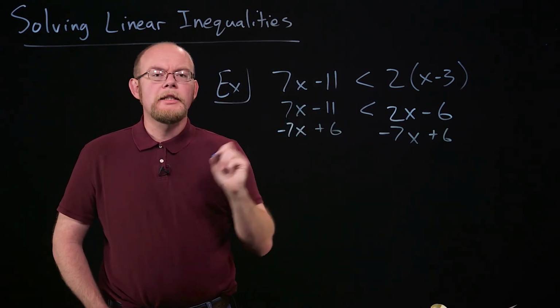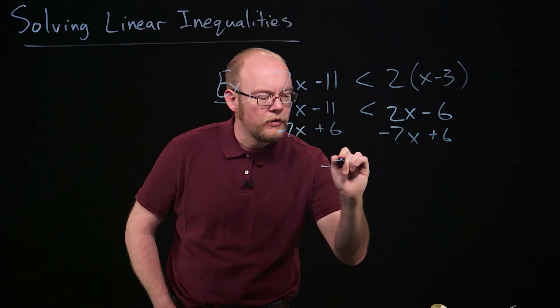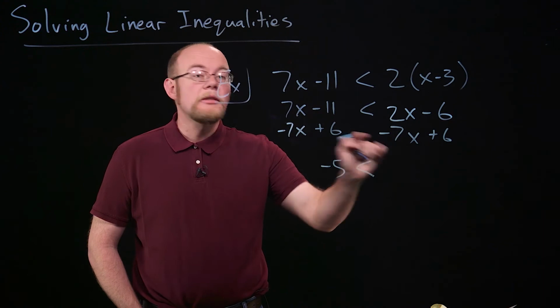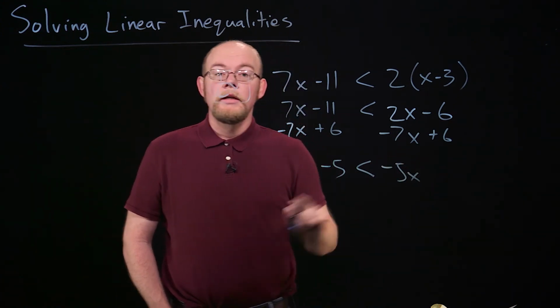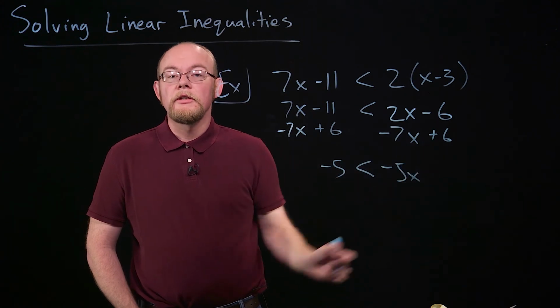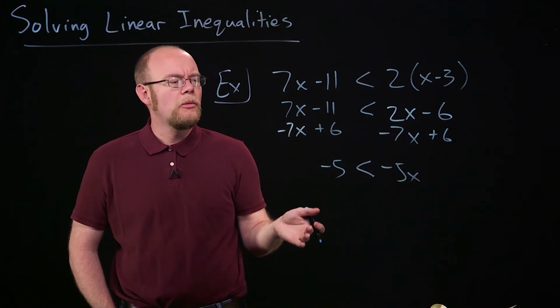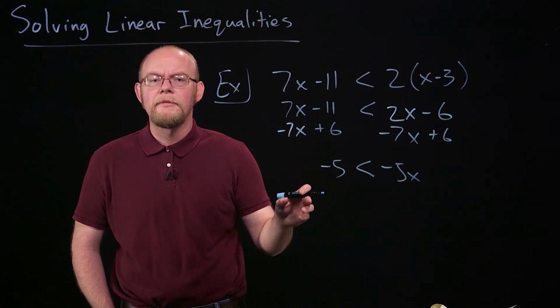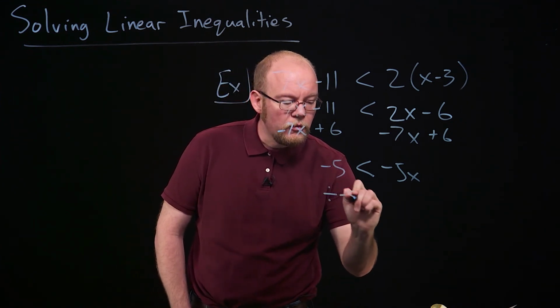If we look at this, 7x minus 7x is 0, so it just disappears, and negative 11 plus 6 will give us negative 5. That's going to be less than 2x minus 7x, which will give us negative 5x. And then negative 6 plus 6, that'll just give us 0. So if you notice, we're in a somewhat similar inequality as before, but instead of having 5s, we have negative 5s, and instead of x being on the left, it's now on the right. Now the natural step to do is to divide both sides by negative 5.